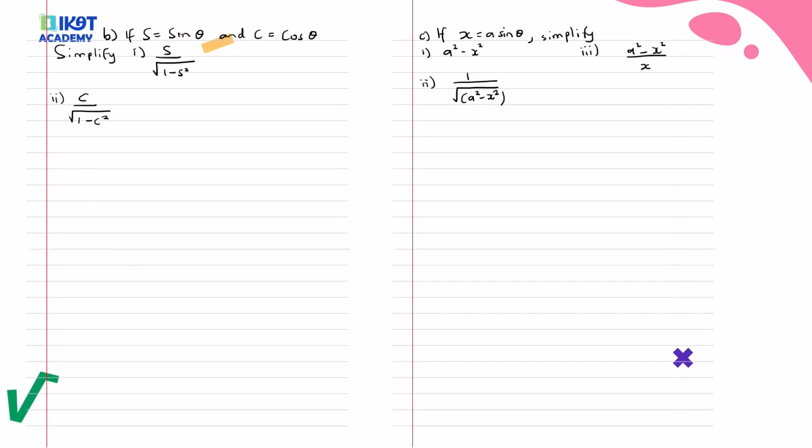So we're going to briefly look at this. If S is sine theta, C is cos theta. Simplify this now. There's a full exercise on this type of questions in Backhouse, but it's literally the same concept. So we have to simplify S out of the square root of 1 minus S squared. But we've said S is sine theta, out of the square root of 1 minus sine squared theta. So what will this be? This will be sine theta.